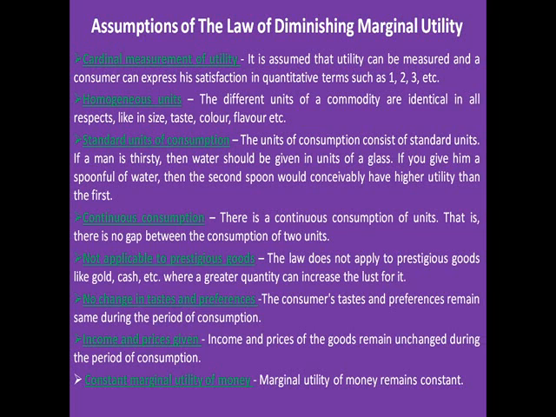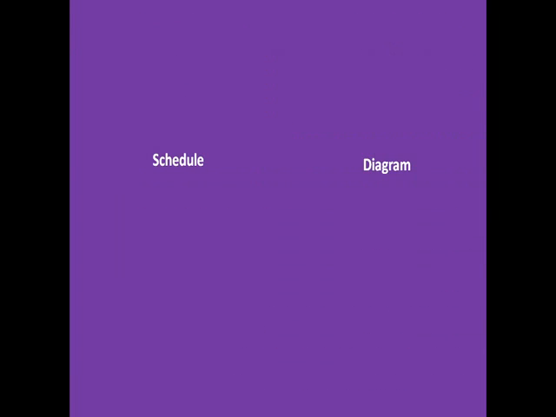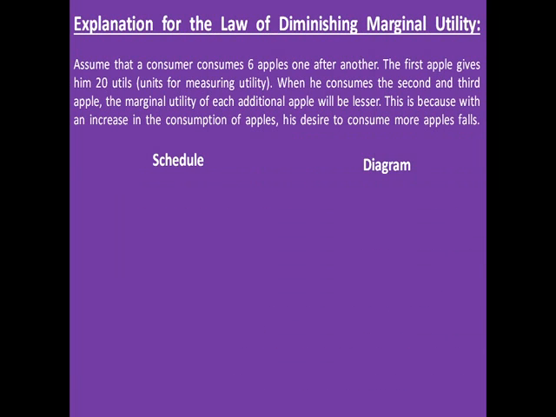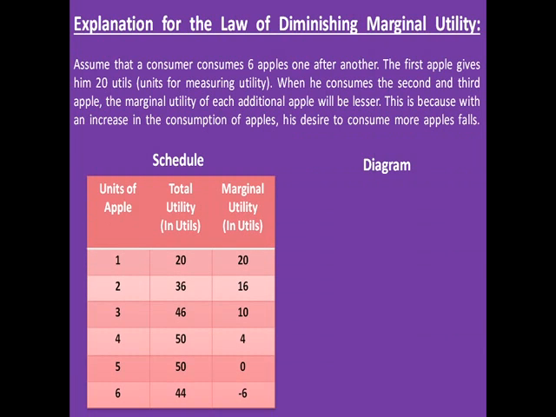And lastly, constant marginal utility of money, that is, the utility derived from money should remain the same irrespective of the level of income. So if your income is gradually increasing, your utility derived from a unit of money should remain the same. So these are the assumptions under cardinal utility when we are discussing the law of diminishing marginal utility.